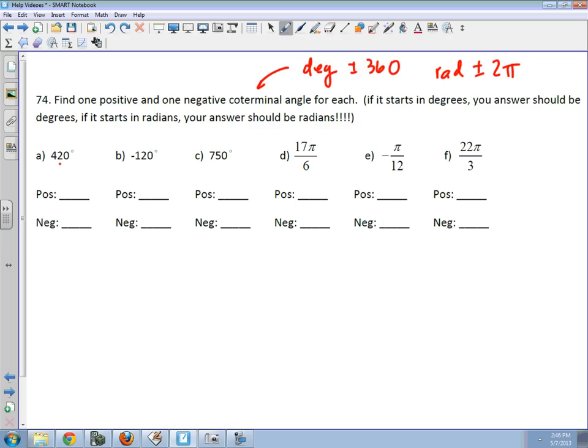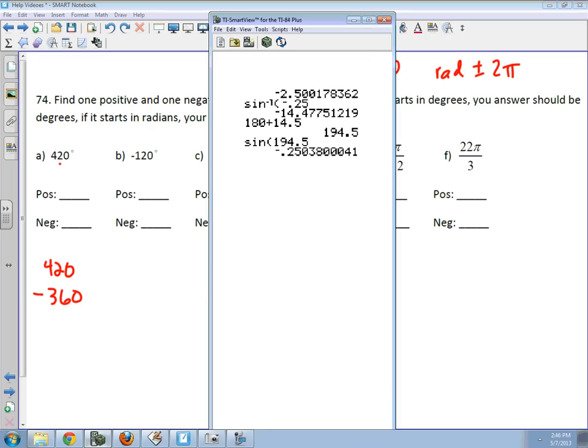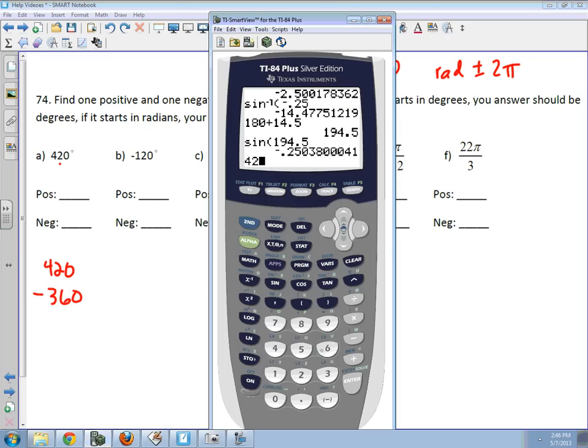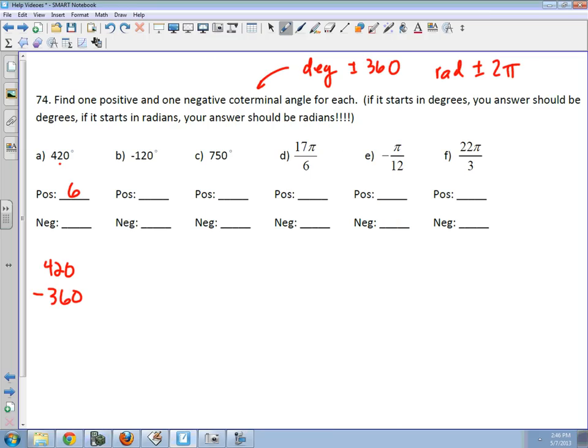So like for 420, for instance, 420 minus 360 gives me 60. So I'm going to take one positive coterminal. I'm going to minus 360 again. Okay, that'll give me my negative. So 60 minus 360 is negative 300. So there's one positive and one negative.